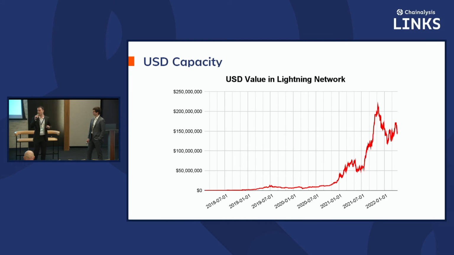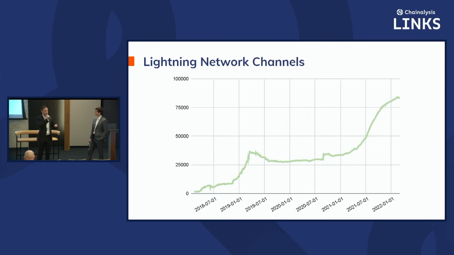USD value, price has somewhat plummeted relatively recently, so this is how much money is in it. You can't currently send $200 million through the Lightning Network. It's just that that is how much is in it. You can really only send something much smaller than that, because again, each channel has to have a certain capacity to pass transactions through it. And then finally, the number of channels.